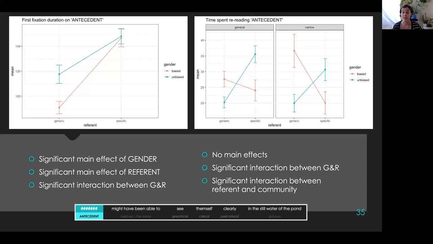Whereas a biased one, you have all of the semantic information that you have to recall in order to determine whether or not it can be linked with the anaphor.